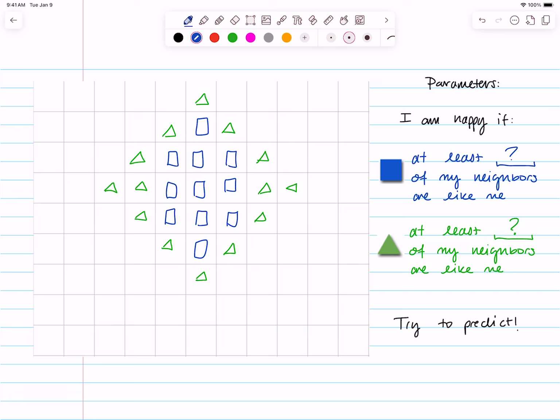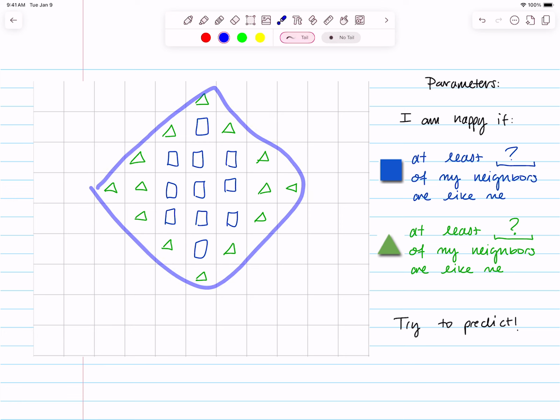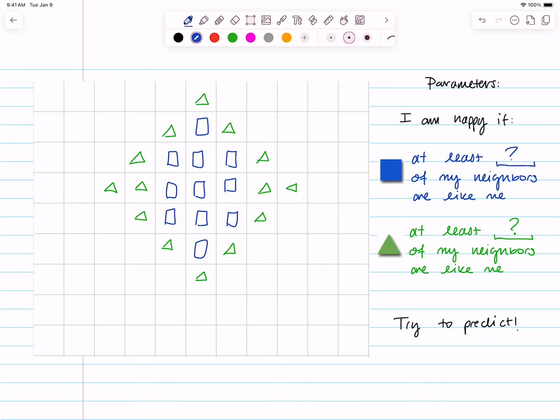Okay, well, let's think about it. We've got these squares that are kind of clustered in the middle, and then we've got these triangles on the outside. Okay, so how do we even start? Well, let's just guess and check. That's usually a pretty good method for these things. So let's say squares need at least 50% of their neighbors to be like them to be happy. So this square definitely counts. All its neighbors are squares. This square has these 5 versus these 3. That's over half, so that's good.